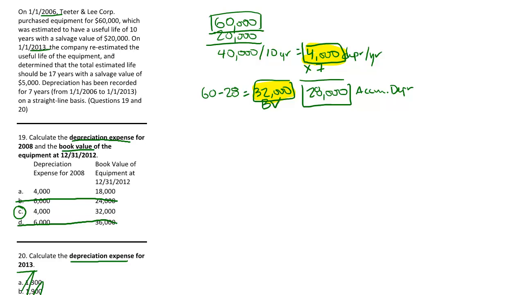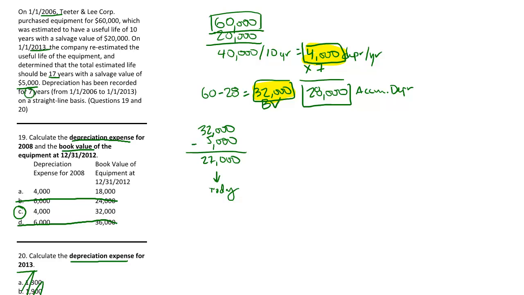Now we're re-estimating this. So the current book value is $32,000. We re-estimate the useful life of the equipment. Total estimated life should now be 17 years with a salvage value of $5,000. So we've recorded 7 years of depreciation. Now we have $32,000, which is our book value, minus our salvage value of $5,000, gives us a total depreciable value of $27,000. Okay, $27,000 from today.